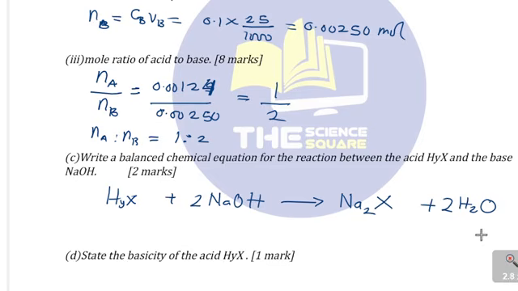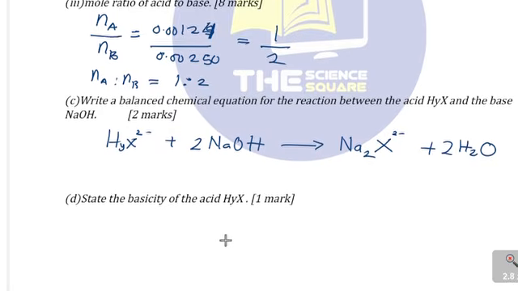Since it is 1:2, for this to form, it means this X must have a charge of 2 minus. If it has a charge of 2 minus, you can predict that the X here will still be 2 minus. Then from here you will see that your Y will actually be 2. So the next question here is state the basicity of the acid.